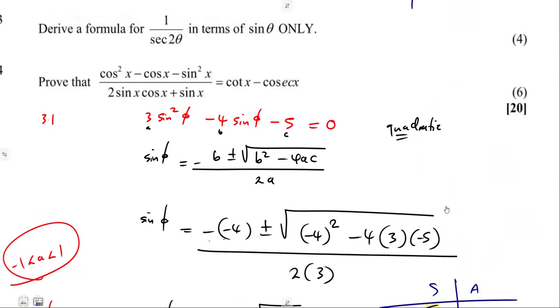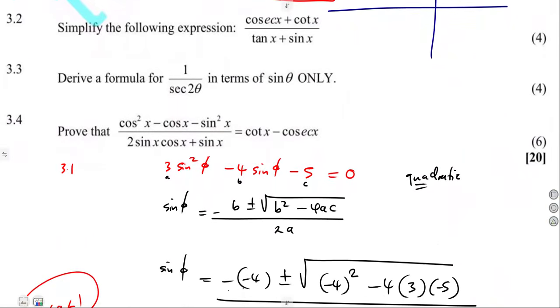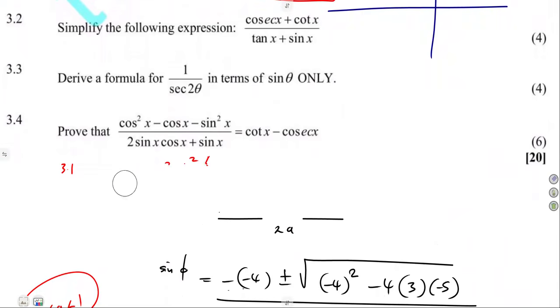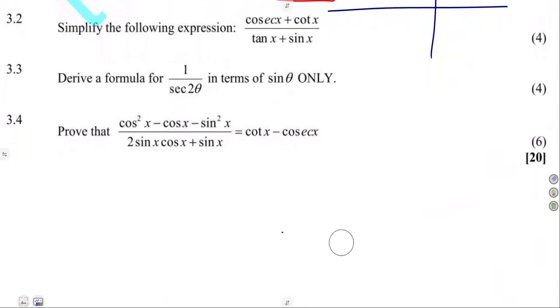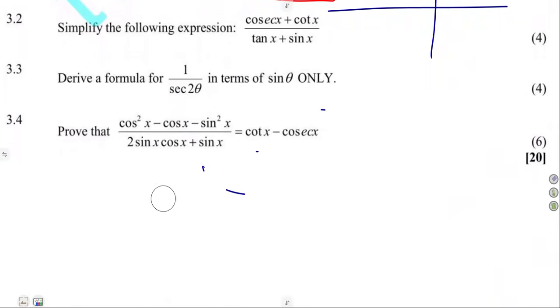All right, let's consider another part, which was 3.2. It was actually to simplify this. To simplify is just like where you are given to prove, only that to prove you are given an answer already. There's an answer. But to simplify, you are not given the answer. You're supposed to write it in the simplest form.